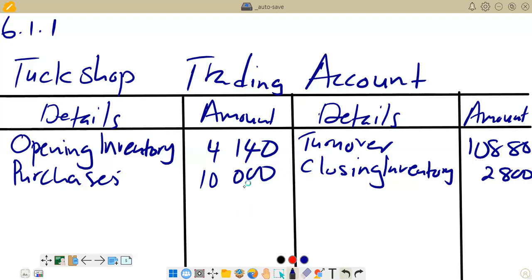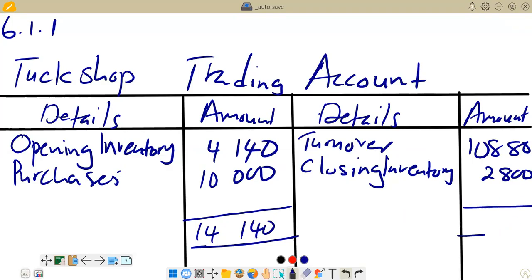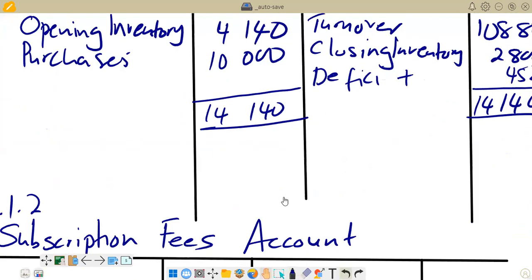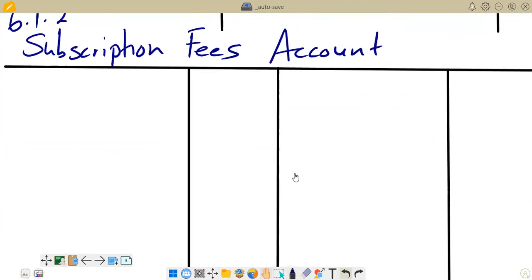So if you add the total of the debit and the credit, you would see that the debit is the bigger figure, and the total of the debit there is 14,140. So it could come both sides in between the double lines. And then if you say this one minus this one minus this one to get the balance here, which is going to be the deficit, you are going to get 452. So this is what we have in terms of the trading account. So we can go to the next account, which is the subscription fees account.